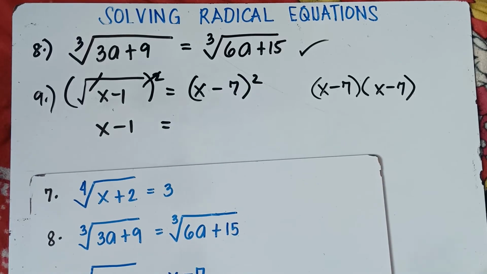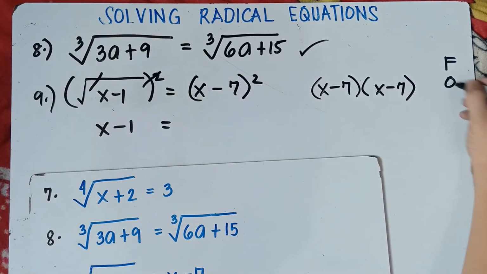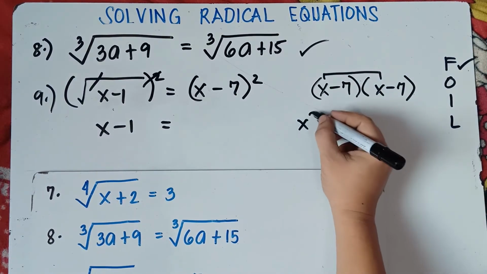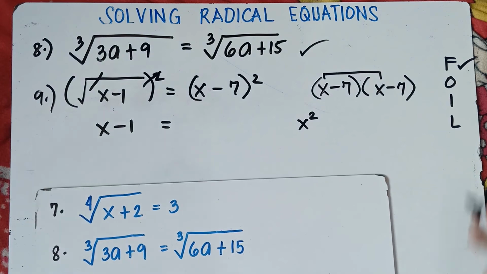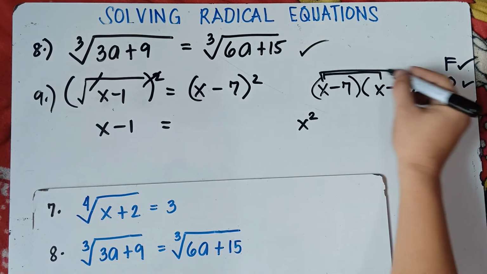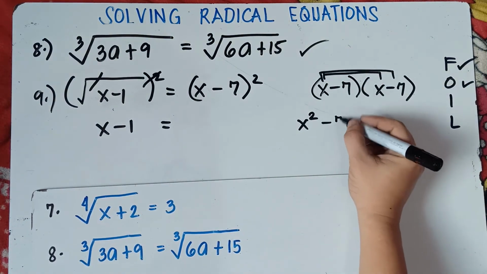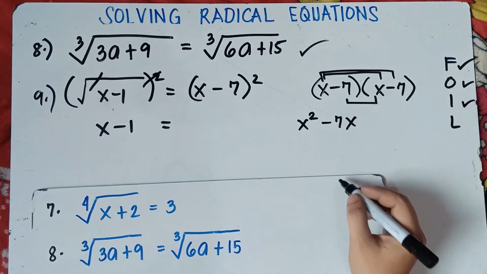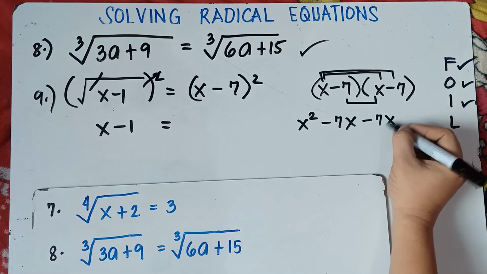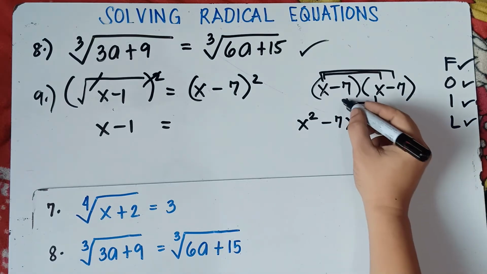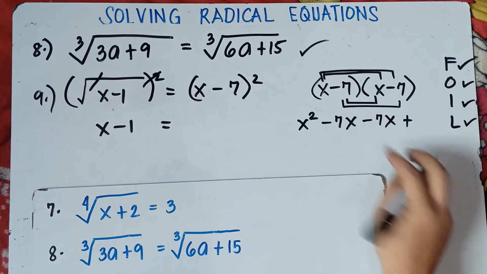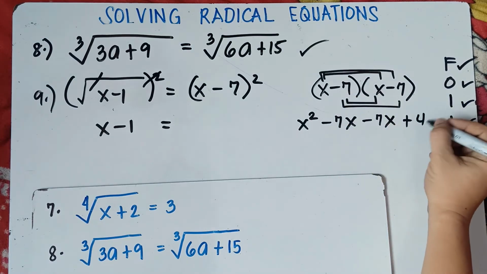Alright, so let's do the FOIL method. You still remember, class, the FOIL method? First, outer, inner, last. So first, x times x, that would be x squared. And then outer, x times negative 7, so that would be negative 7x. Then inner, negative 7 times x, that's negative 7x. Then last, negative 7 times negative 7, so negative times negative is positive. 7 times 7, that is 49.